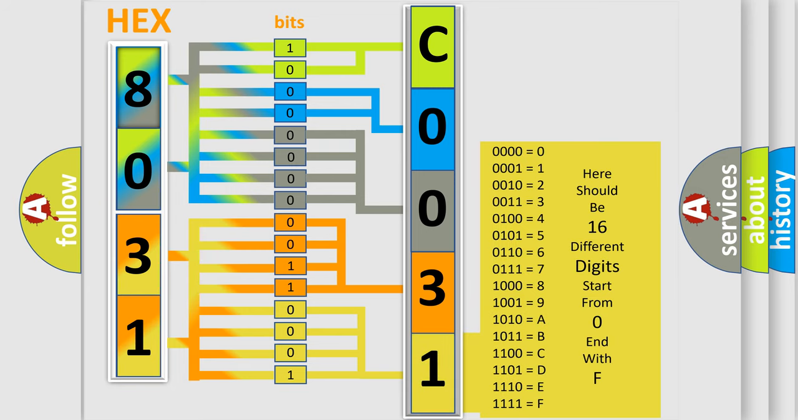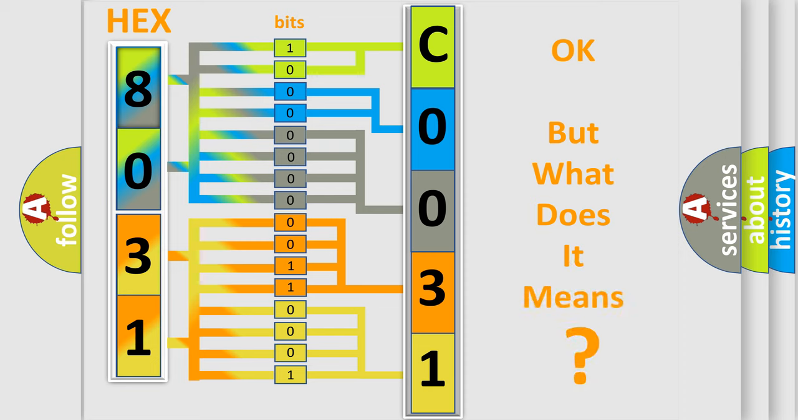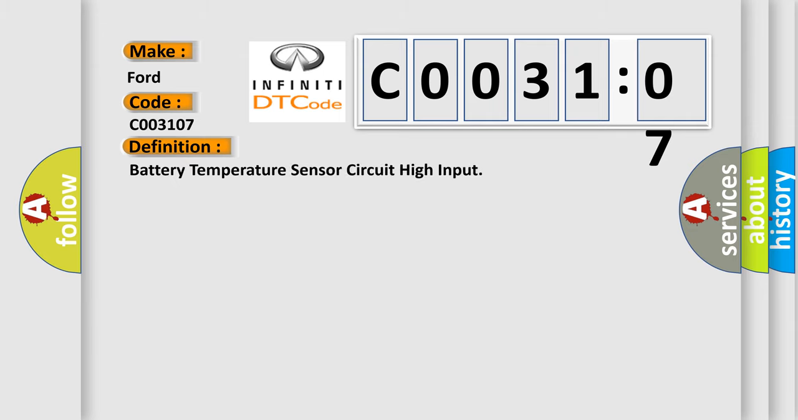We now know in what way the diagnostic tool translates the received information into a more comprehensible format. The number itself does not make sense to us if we cannot assign information to what it actually expresses. So, what does the Diagnostic Trouble Code C0031-07 interpret specifically for Infiniti car manufacturers? The basic definition is battery temperature sensor circuit high input.